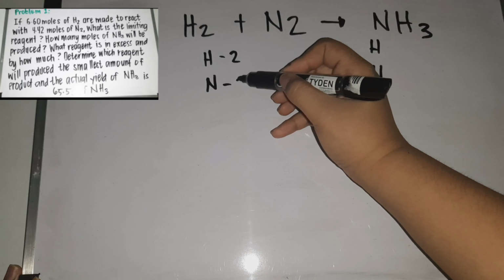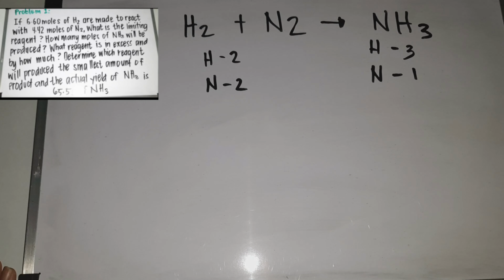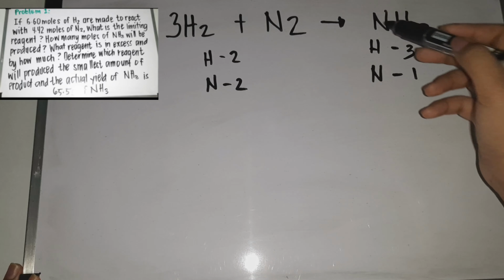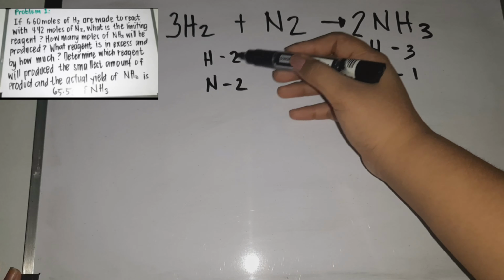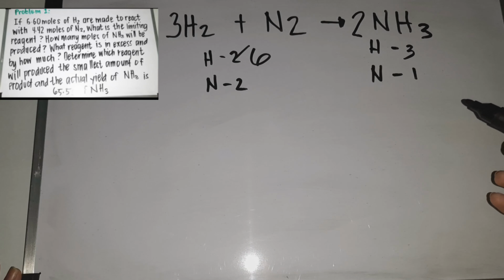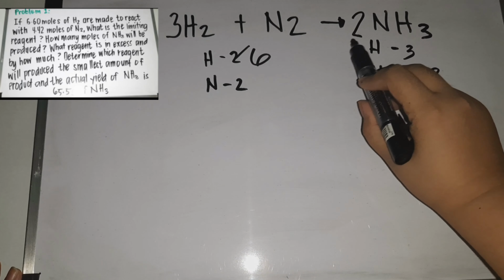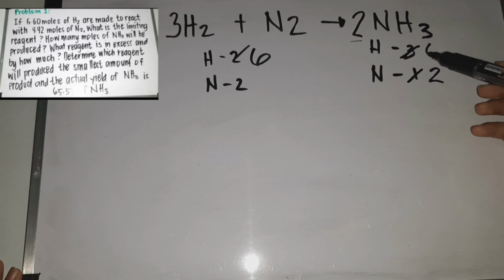Here H is 2, and in the product H is 3, N is 1. So what will be the coefficient needed to balance this equation? We will put 3 here, and we will put 2 here in NH3. So now the hydrogen will become 6, and the nitrogen in the product will become 2 because we distribute the coefficient 2, and the hydrogen 3 times 2 will become 6. So now we have a balanced equation.